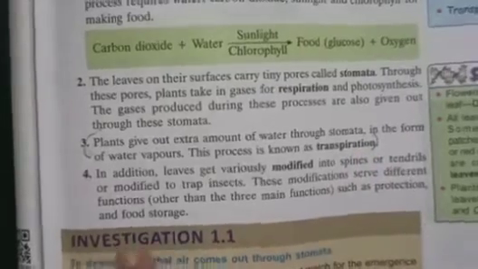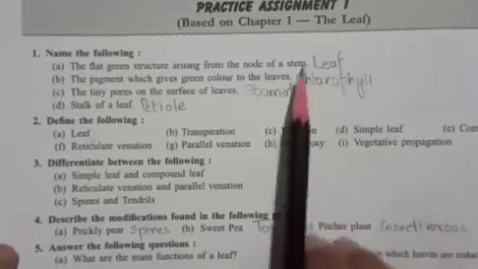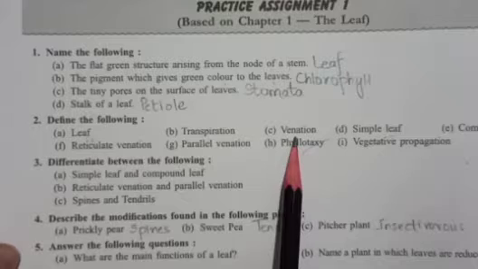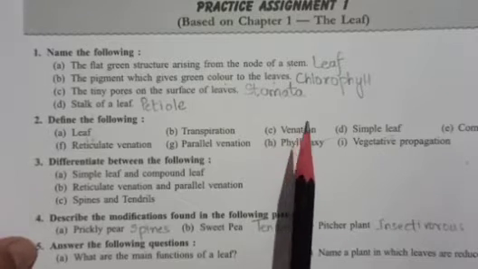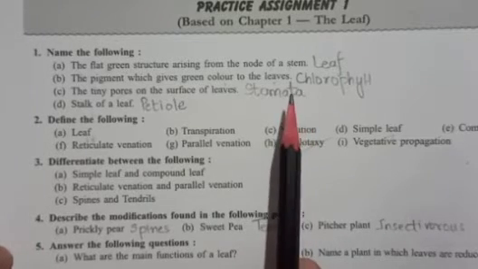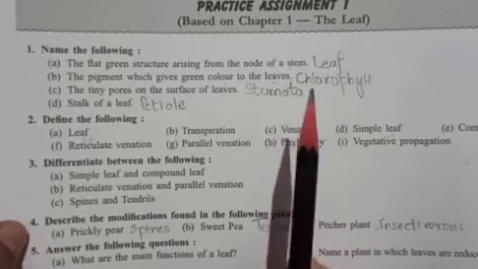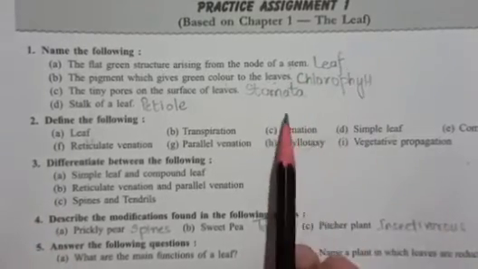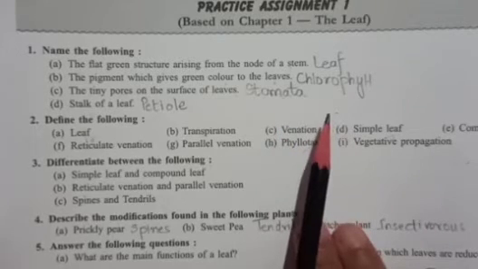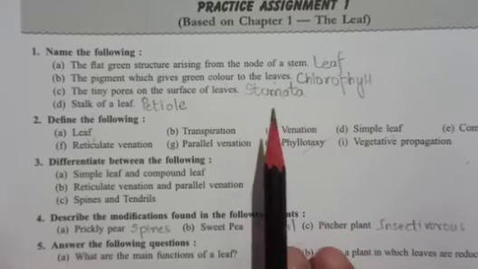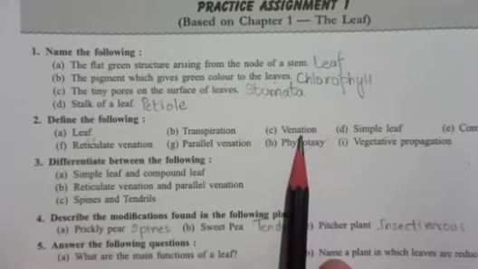Okay, then what is there? Now the next one is venation. What is venation? Venation means arrangement of veins in the lamina is known as venation. Okay, what do these veins do? They form a network. Okay, so their arrangement is known as venation.